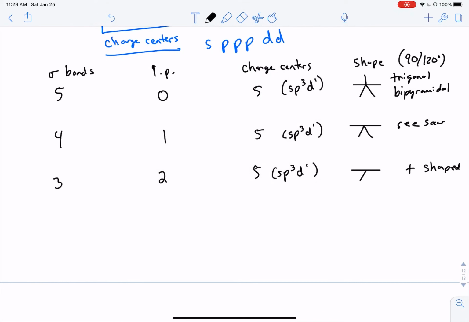And guess what? If you have 2, well, which line is the furthest from these 2 lines that we've taken away? The other bottom line, because they're all 120 degrees from each other. So then what you're left with is this, which is linear. Okay, so that's linear, and that's 180 degrees. It's because the lone pairs are equidistant and equal angles from each other.